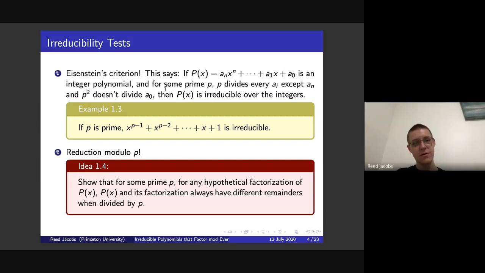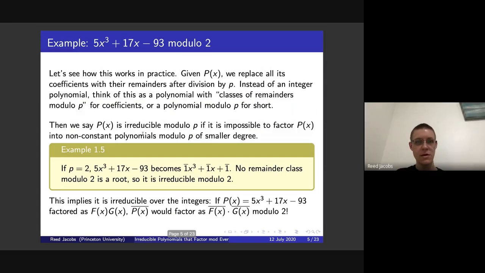When you're proving a polynomial is irreducible in any way, what you're showing is that for any hypothetical factorization, f(x) and g(x) will never be equal to p of x. This is a similar idea, but we're lessening the requirement from equal to the requirement that they have the same remainder when divided by p.